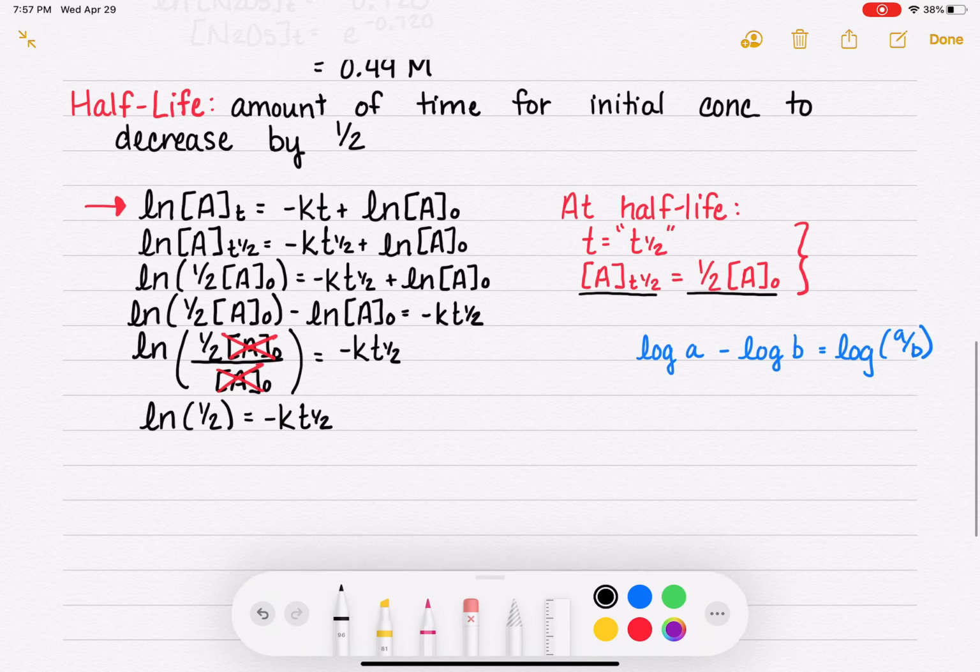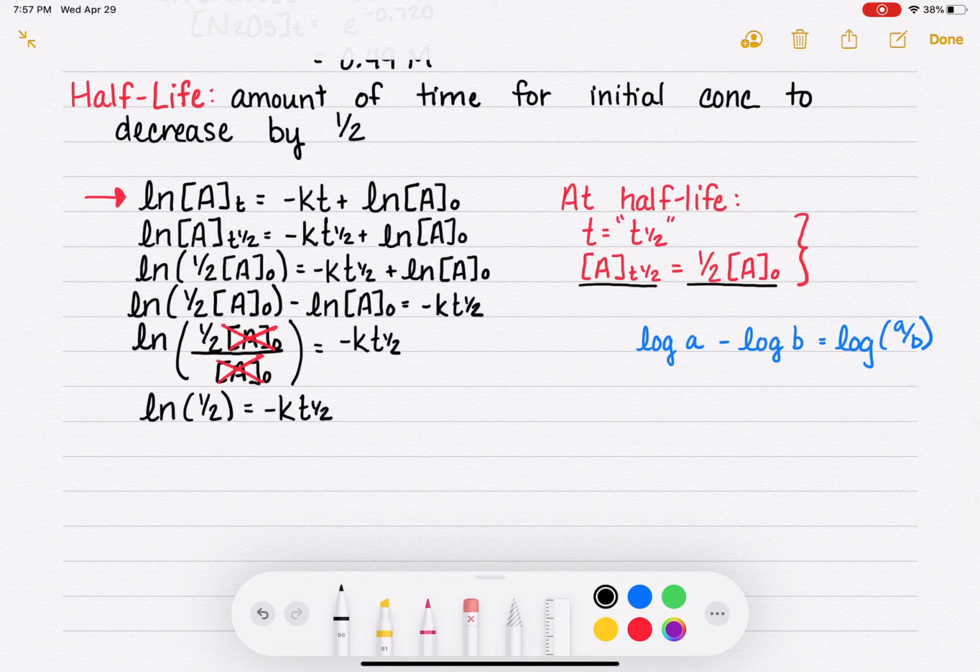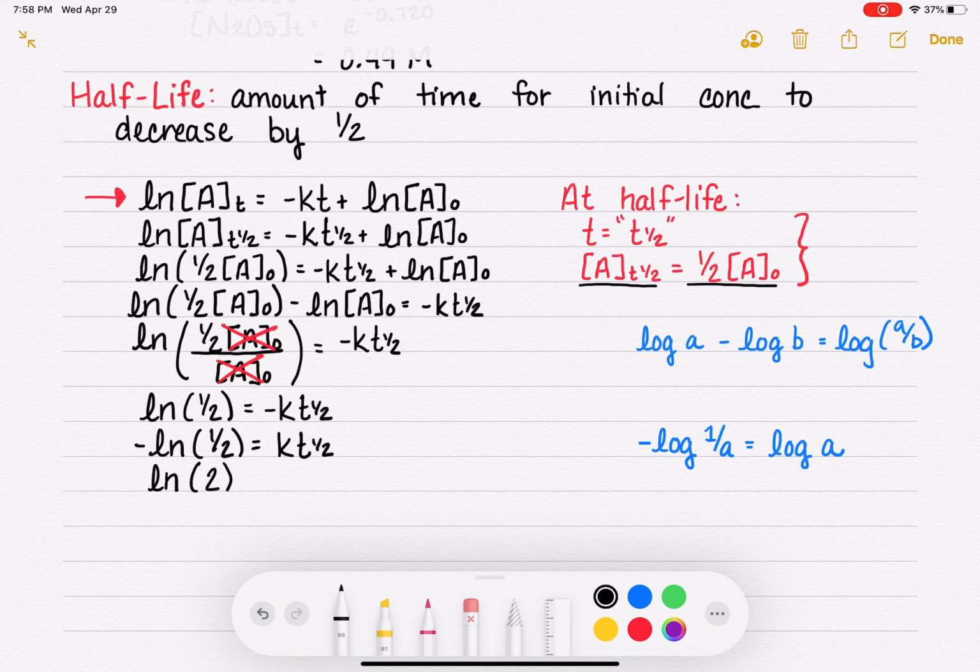Oh, this is turning into such a beautiful equation. We can move the negative sign from the right side over to the left side. Natural log of 1/2 equals kt1/2. And another property that we have of logs is that the negative log of something, 1 over A, is equal to the log of A. So hopefully you're comfortable with your math. Now we can rewrite that as the natural log of 2 equals kt1/2.